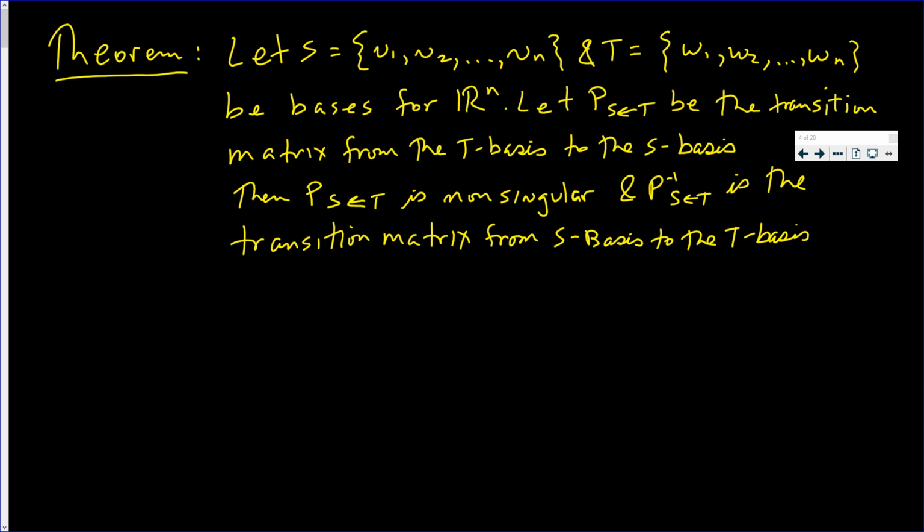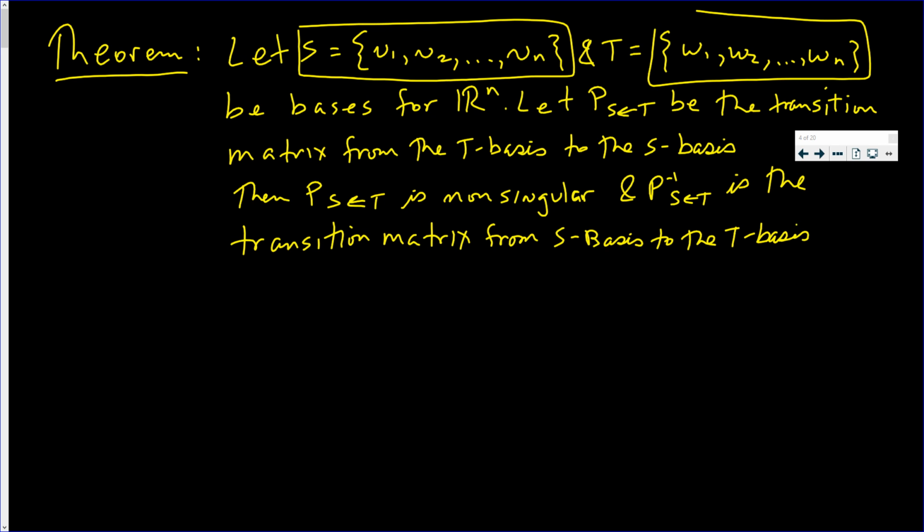In this video, I'm going to show an interesting theorem. We are told that set S and set T are bases for Rn. And let the transition matrix from the T basis to the S basis, let that symbol be the transition matrix. Now, this matrix is non-singular.